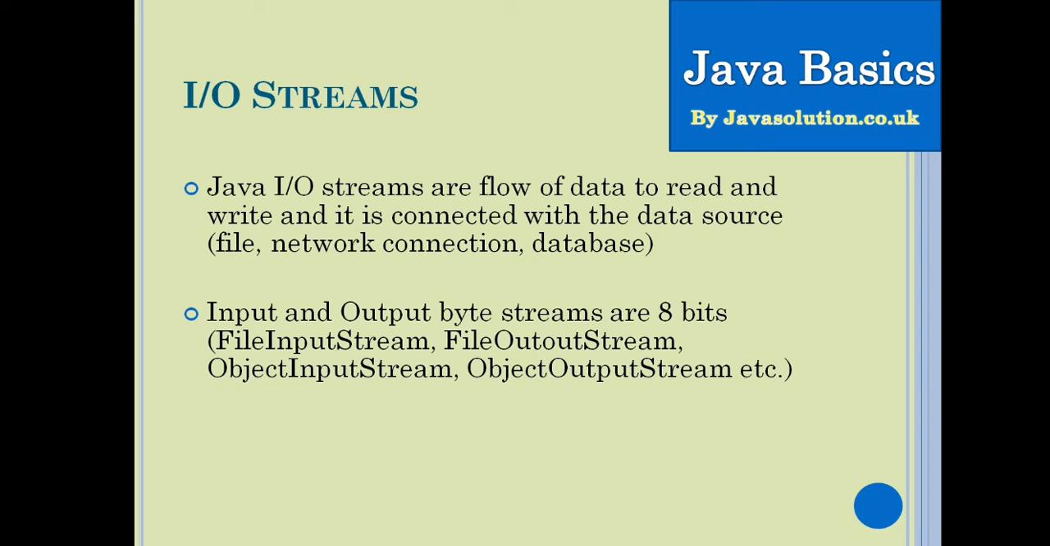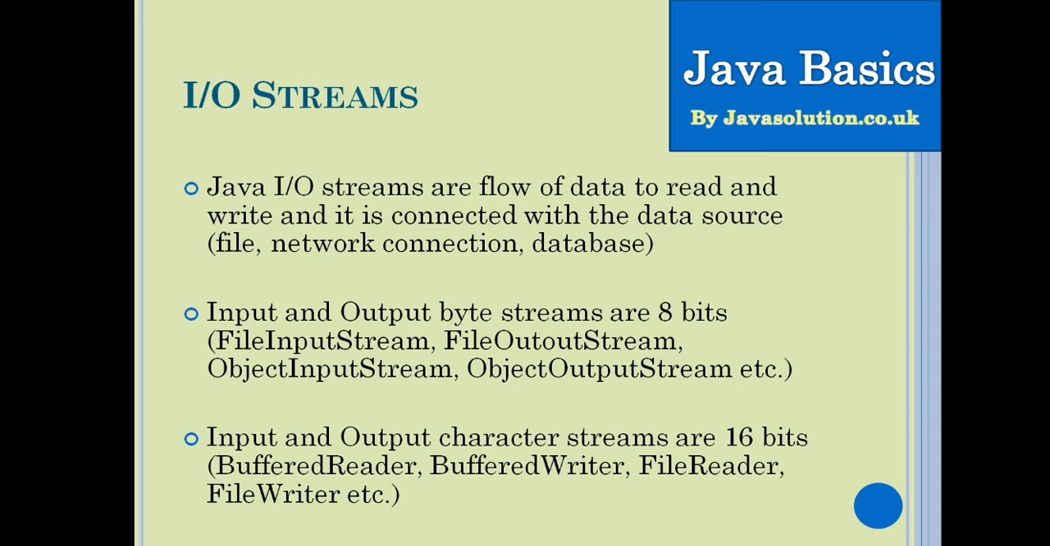Input and output byte streams are 8 bits. The major examples are FileInputStream, FileOutputStream, ObjectInputStream, and ObjectOutputStream, and there are some other wrappers around those that we will discuss later. Input and output character streams are 16 bits, and the major examples are BufferedReader, BufferedWriter, FileReader, FileWriter, and there are many others which we will discuss in the demo.